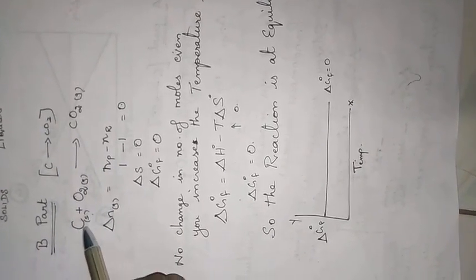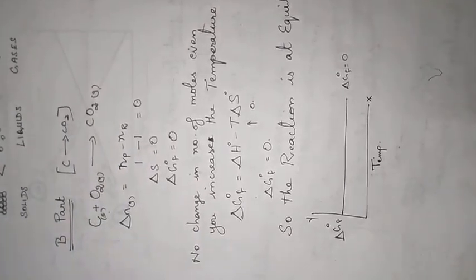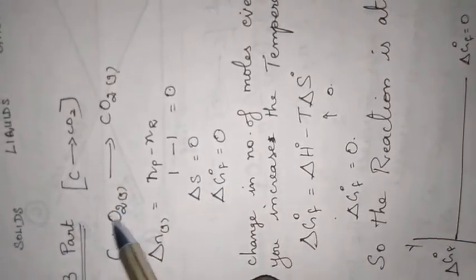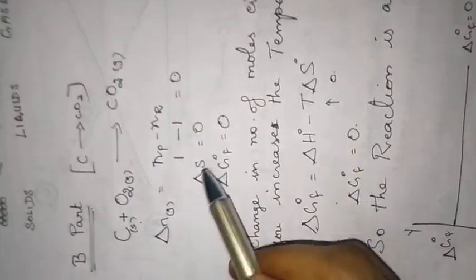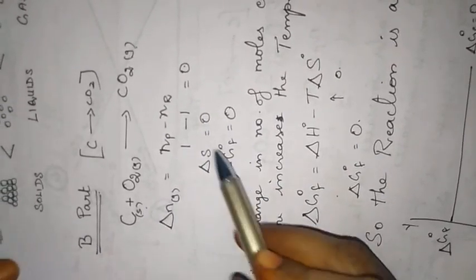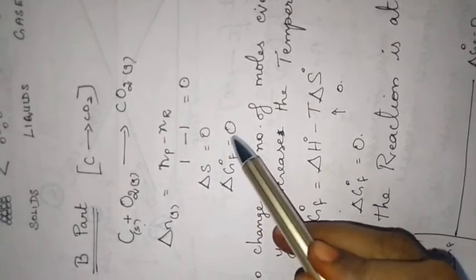Here carbon is solid, oxygen is a gaseous molecule, carbon dioxide is also a gaseous molecule. Here you have to calculate the delta Ng, Np minus Nr, that is the number of moles of product, 1, and number of moles of oxygen, 1, which is equal to 1 minus 1, 0. It means delta S is equal to 0. Here delta S is equal to entropy 0 means the TΔS term becomes 0. So delta G naught f is equal to 0.